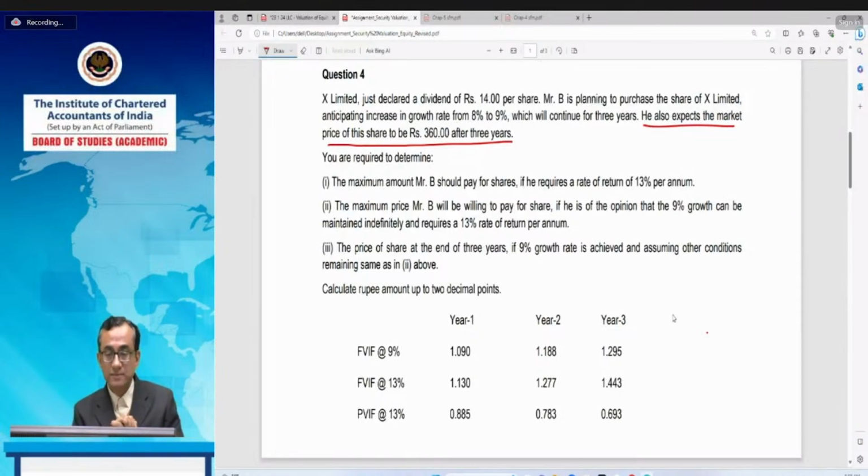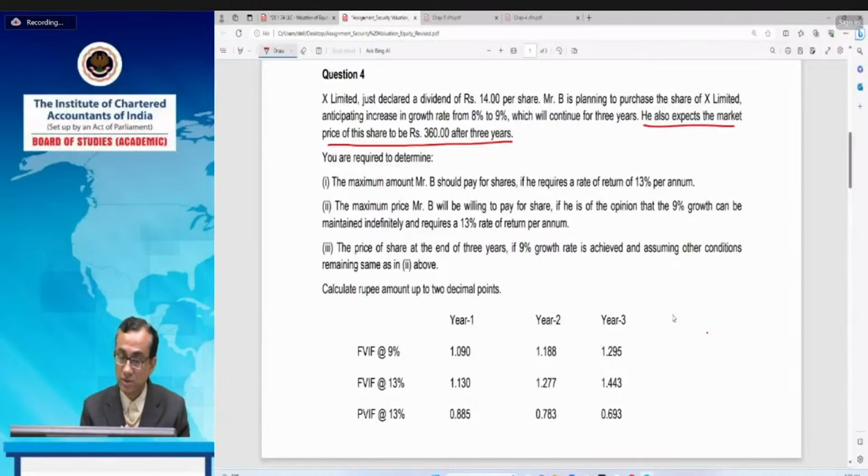It means that Mr. B wants to hold the share for 3 years. Holding period is 3 years. So Gordon's formula, the Gordon's perpetuity assumption, will not be considered. Why? Because in this case, the investor is holding it for 3 years. The Gordon's perpetuity assumption is followed in cases where the investor is assumed to hold the company share for a long time, indefinitely, continuously. So the D1 upon KE minus G formula will not be used here.